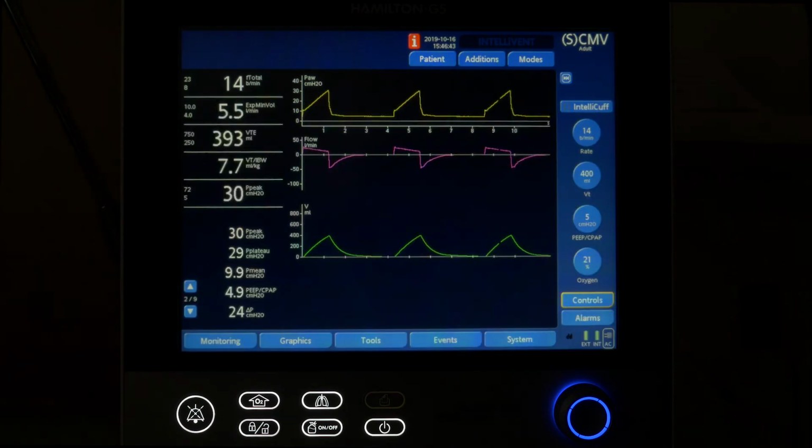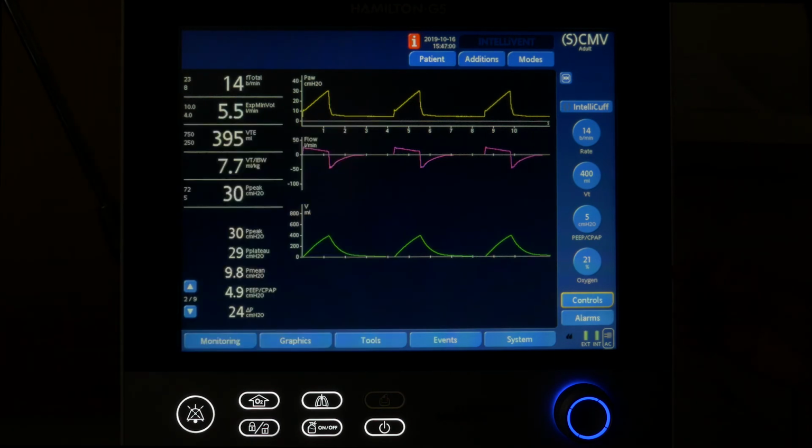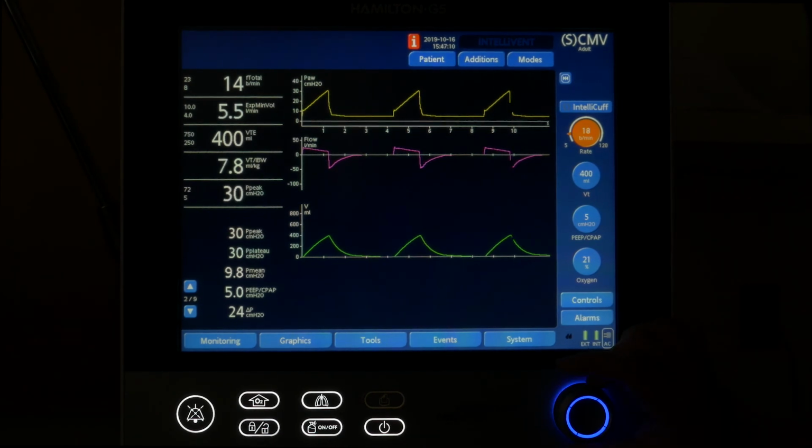So let's focus on volume AC, because that's what this patient's on. Right now, you can see their mode is SCMV up here at the top right. SCMV is the Hamilton ventilator's name for the volume AC mode. These are the 4 general things you're going to set. The rate, which you're going to go up or down with this knob right here. Let's say we'll put me on 18 breaths a minute, hit enter.